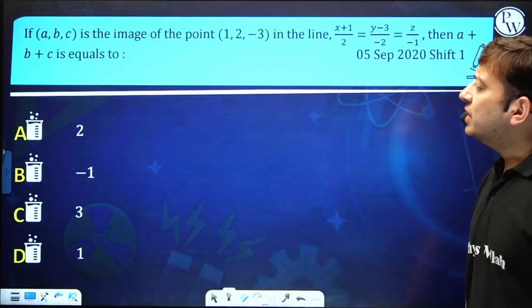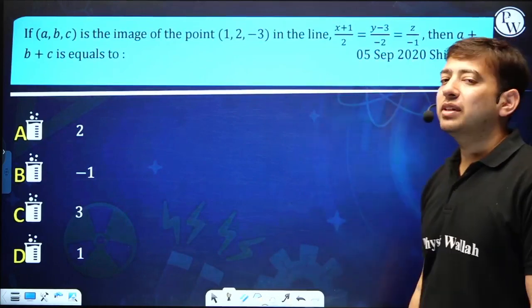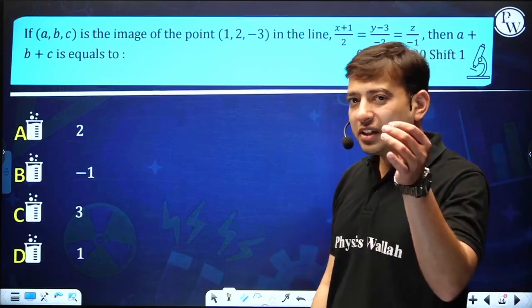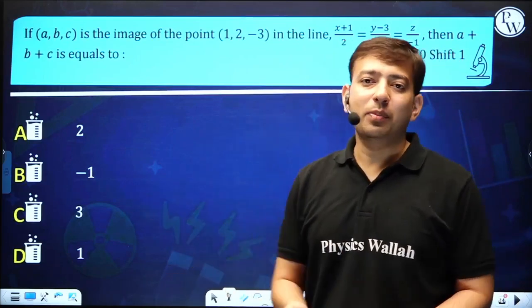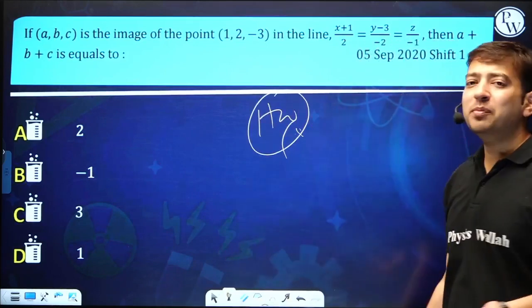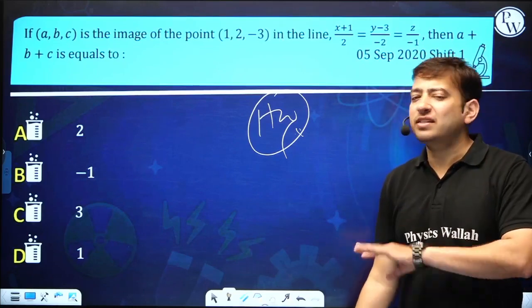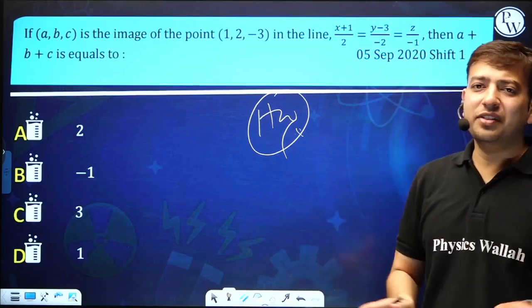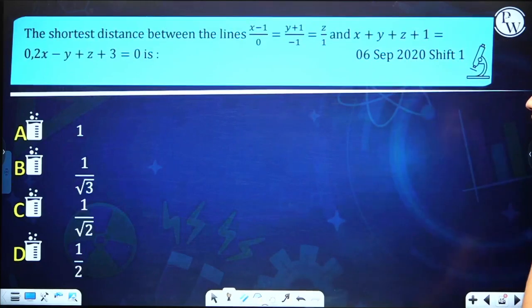If ABC is the image of this point in the line, then A plus B plus C. Sir, already we have seen foot of perpendicular, and then how we find image? Just by midpoint formula. So direct question, sir. There are not many types: image, point, finding equation of line, distance. That's it. 5-6 different types and then the forms. That's all. You can do it by yourself.